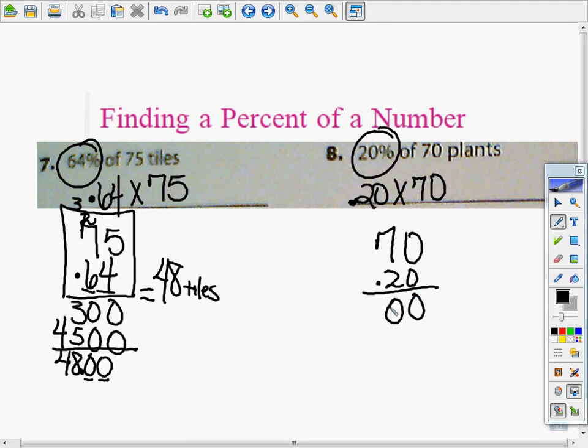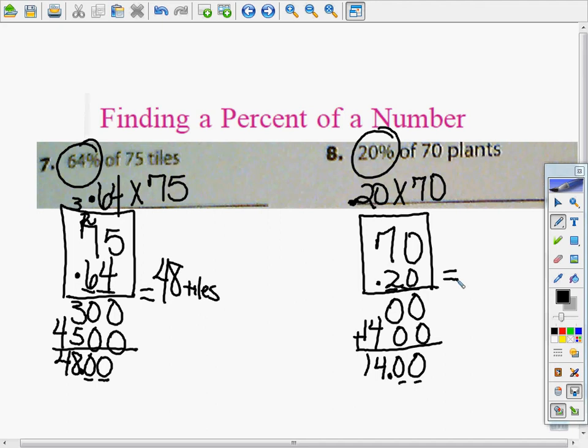And sometimes the kids need to see those extra zeros there. So my placeholder, 2 times 0 is 0, 2 times 7 is 14. And we're going to add that up together. Again, check that problem. There are 1, 2 digits sitting behind the decimal in the problem. There should be 1, 2 digits sitting behind the decimal in the answer. So 20% of 70 plants would be 14 plants. That's one part of what they're going to be asked to do for homework.